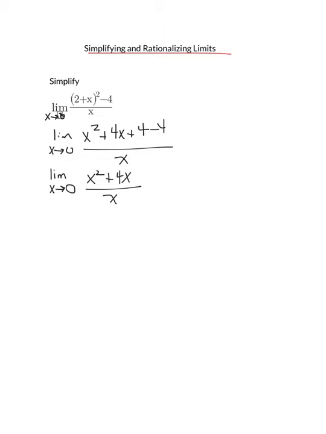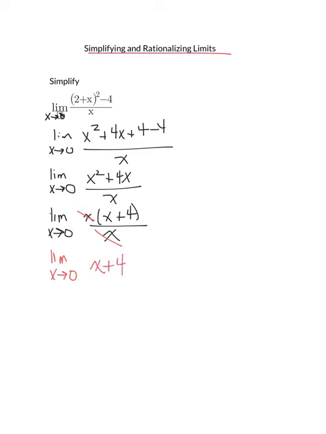So I went ahead and I FOILed out the numerator, and then the plus 4 and the minus 4 canceled each other out, and what I'm left with is x squared plus 4x all divided by x. Now, what I notice right away is that if I'm trying to get rid of the x in my denominator, I absolutely can factor an x out in my numerator because I do have an x in both terms. Now, when I take a look at this, my x's can cancel out, and all I'm going to be left with is an x plus 4.